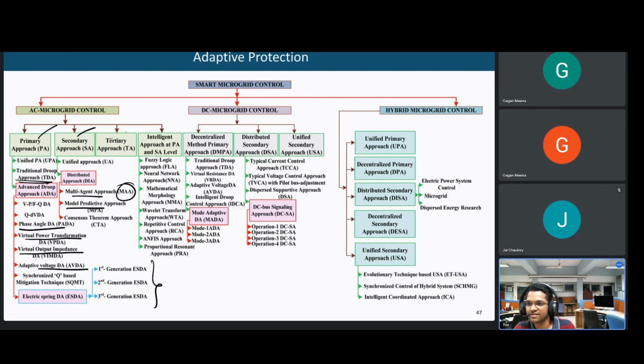This is primary, secondary, and tertiary controls. These are the intelligent approach. This also we have seen in the lecture. Intelligent techniques: fuzzy logic, neural network, wavelet, ENFIS also. This is new, proportion resonant approach. DC bus signaling we have seen for DC. Also, we have seen power line signaling, voltage leveling, and root control.